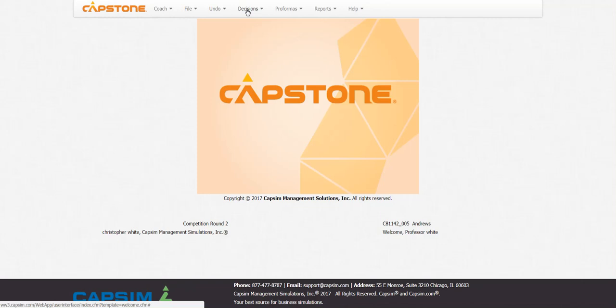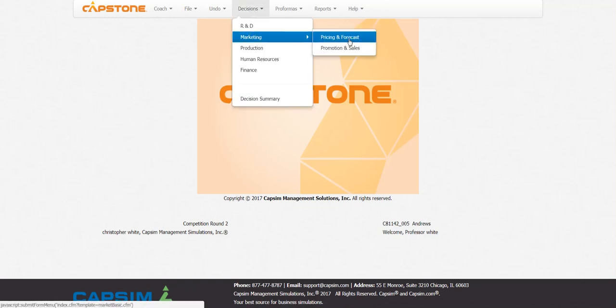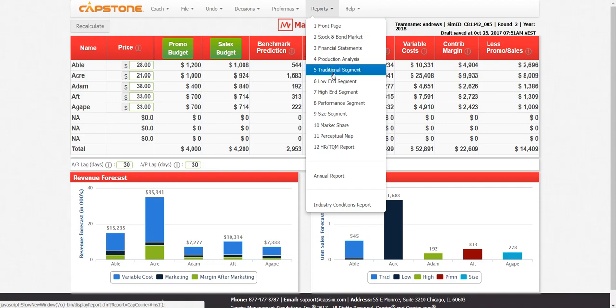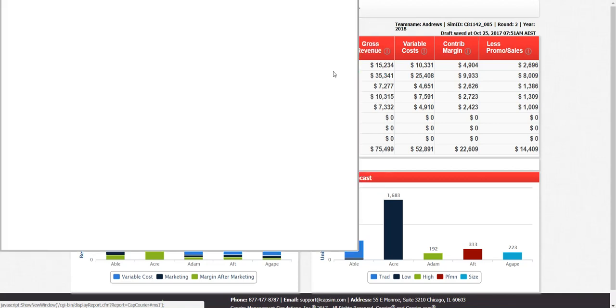We're interested in going to marketing at the moment, so go up to decisions, down there, and open up pricing and forecasting. You're familiar with a lot of these things, and today we're going to be focusing only on the forecast area. Let's start with the product Able. Able is in the traditional segment. So let's go to the Courier and see if we can find something from last year that we may be able to use to help us forecast the demand this year.